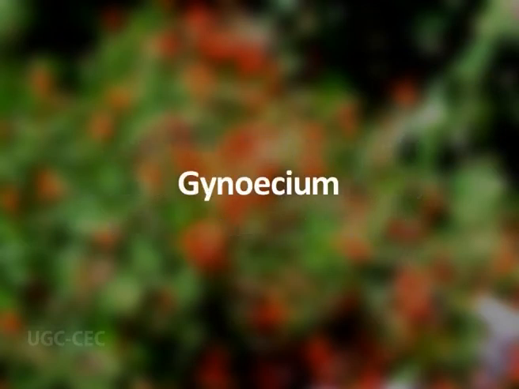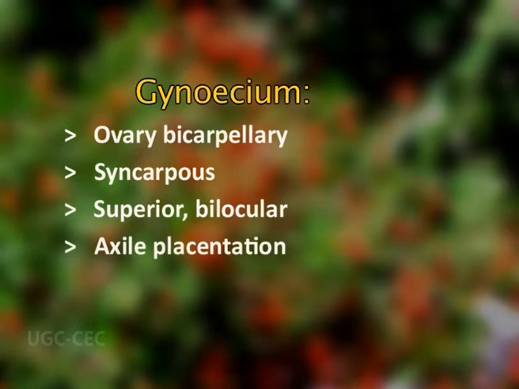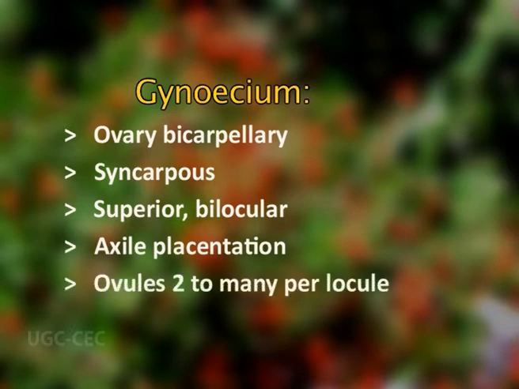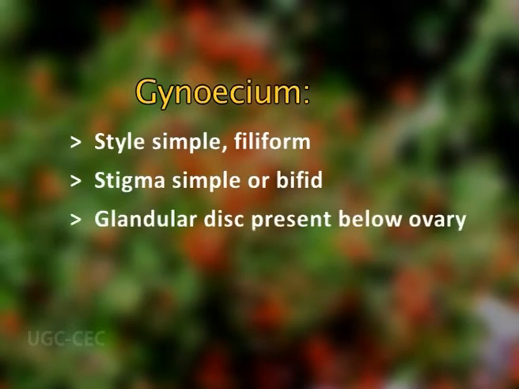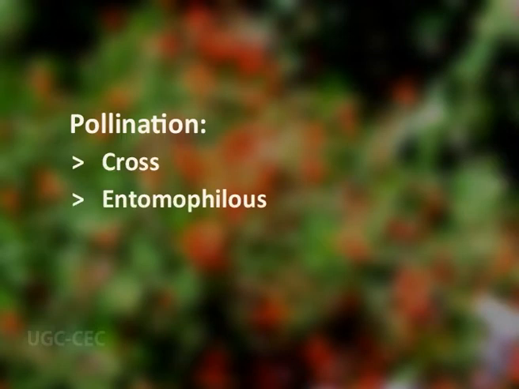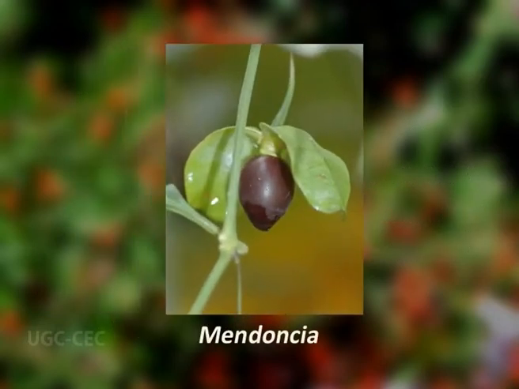Now gynoecium. Ovary is bicarpellary syncarpous, superior, bilocular, with axile placentation, ovules 2 to many per locule, style simple, filiform, stigma simple or bifid. A glandular disc is present below the ovary. Pollination is cross, entomophilous, usually by bees and bumblebees. Fruit is 2 to many seeded loculicidal explosively dehiscent capsule. Fruit in Mendoncia is drupaceous.